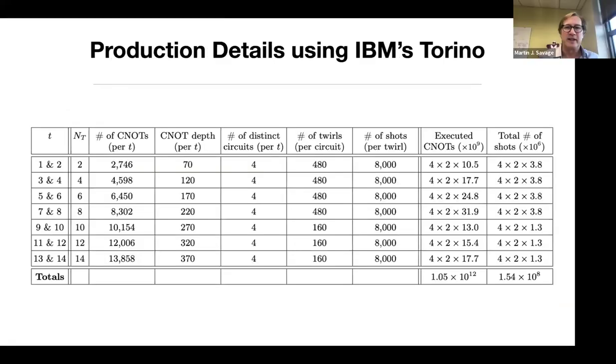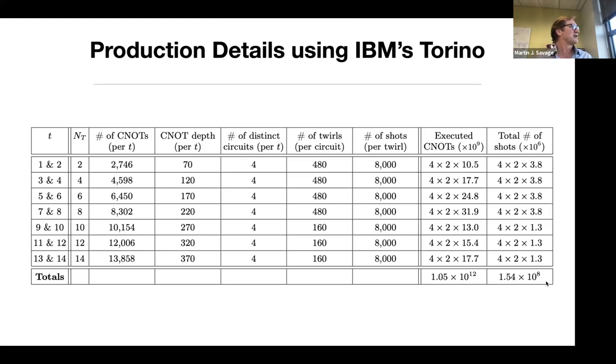So the production details on IBM's Torino. This was a Heron processor, which is a better processor than the Eagle processor. It has reduced crosstalk and so forth in gate applications. The largest 14 Trotter step required 14,000 CNOT gates and a depth of 370. If you look at the total number of CNOTs executed, it was over a trillion for this production. And the total number of shots we applied was 154 million.